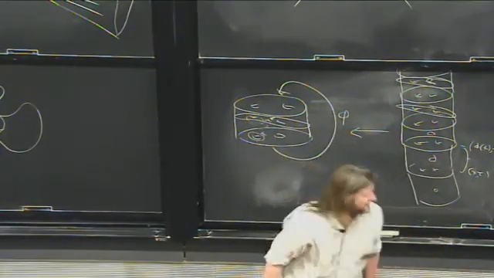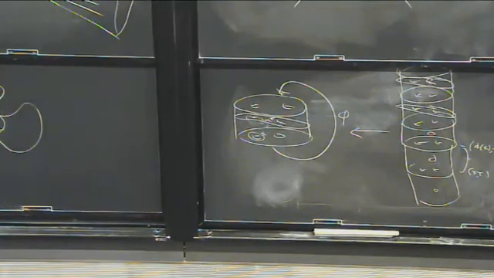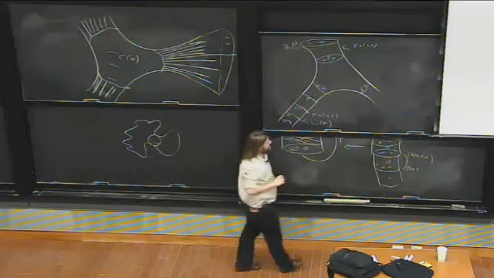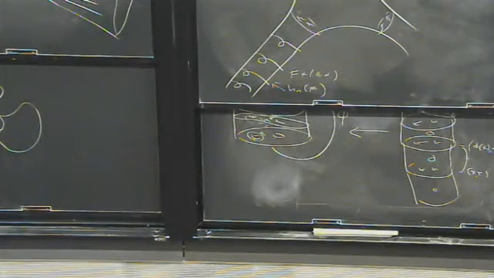Okay? And so this example is also supposed to motivate the definition of simply degenerate. So we're going to say an end is simply degenerate if it's homeomorphic, first of all, I'm going to put the topological tameness right in the definition of simply degenerate. And then you're going to require that going out the end, so this is an end which is F cross the half line, there's a bunch of these surfaces. So this is h_n of F. And the key thing is that the intrinsic metric, or the pullback metric on that surface, should have curvature less than -1, perhaps in some singular sense.